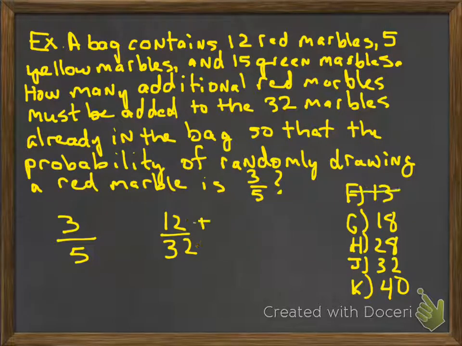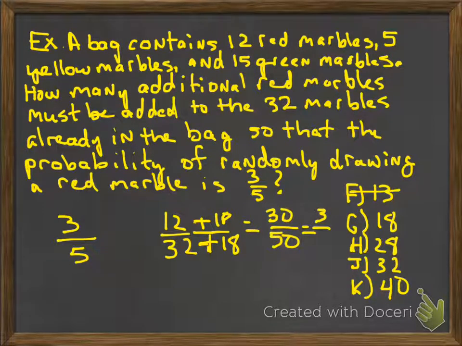Next answer choice: 18. Adding 18 to both, because these are red marbles, so I'm adding them to the amount of red marbles I have and to the total in the bag. 18 plus 12 is 30. 32 plus 18 is 50. Oh, what do you know? That simplifies to 3/5. So there's my answer.